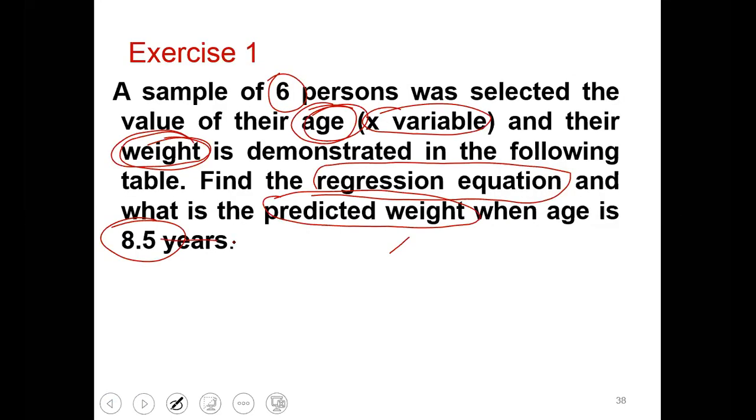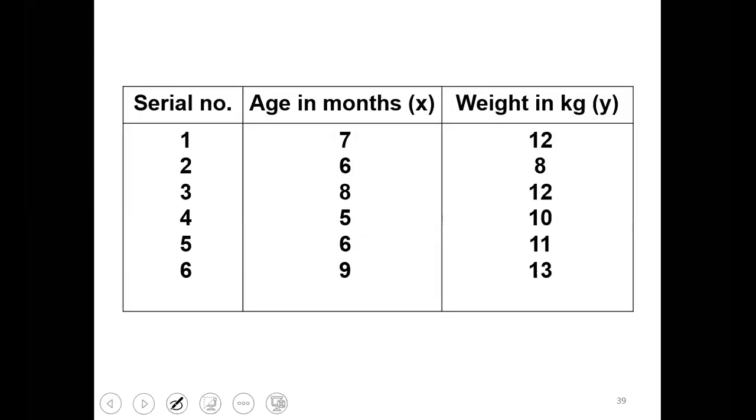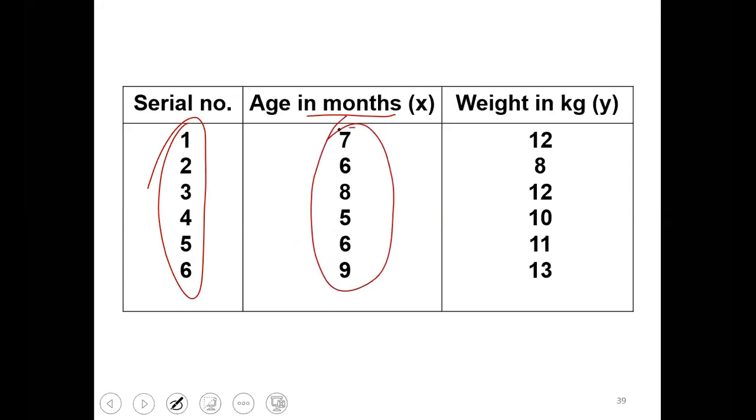This is not 5 years, 5 months, huh? Because the data is given in months. You see, here this is given in months. So 8.5 is a month. Doesn't matter. Only the unit is different. So here are the serial numbers. These are the values for 6 people. So 7 months, the weight is 12 kilogram, 6 months, and so on. These are the weights.